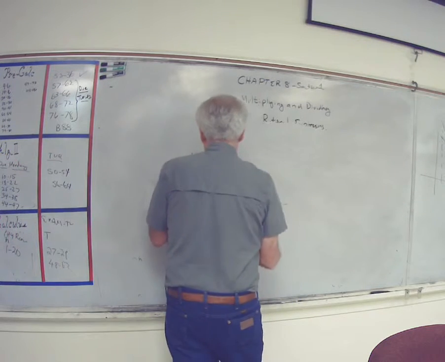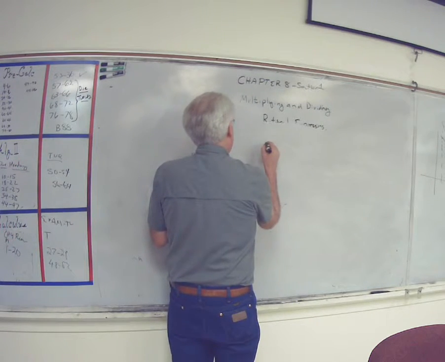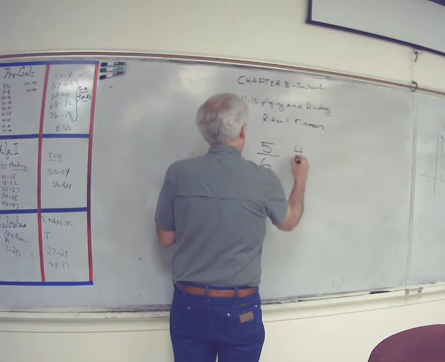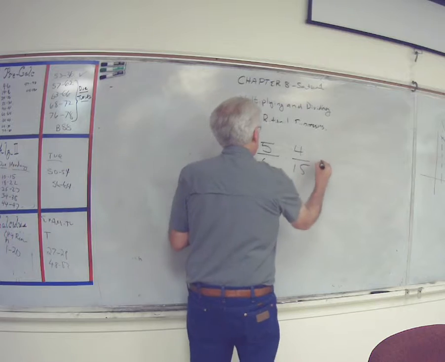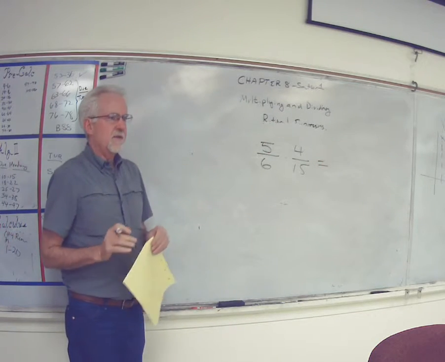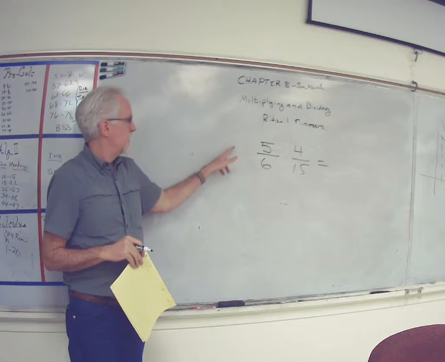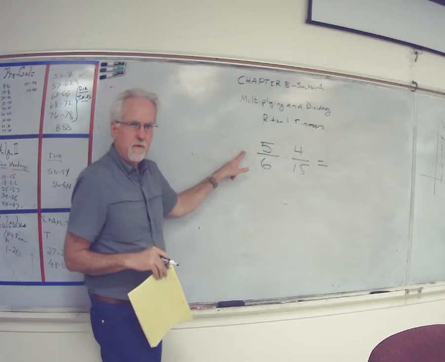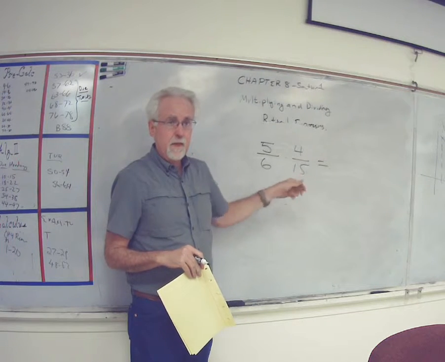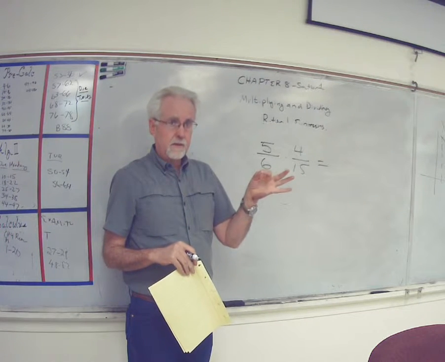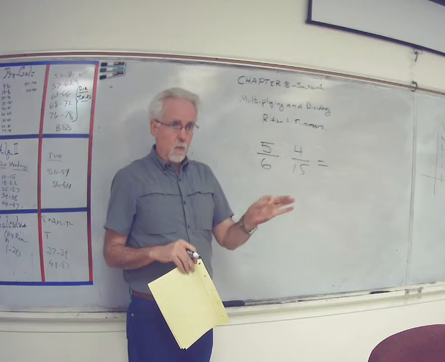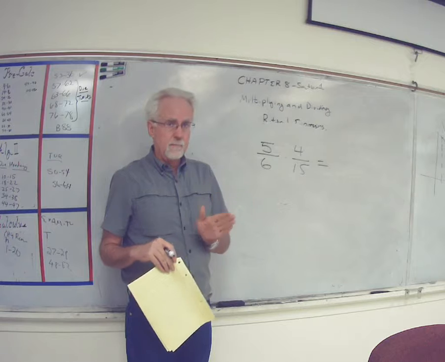Okay, let's keep going here. Let's say I have 5 over 6 times 4 over 15. Tell me 2 ways that I could solve this problem. What's one way I could solve it, Josie? It would be 5 times 4 over 6 times 15, right? Is that correct? Yes. Is that the best way to work it? No.